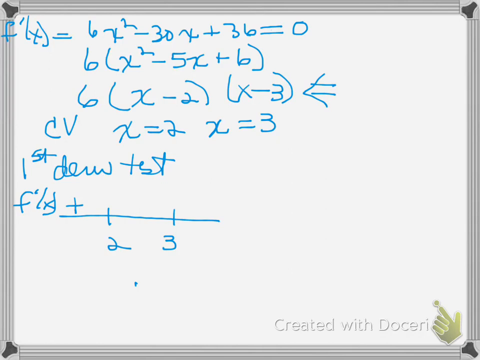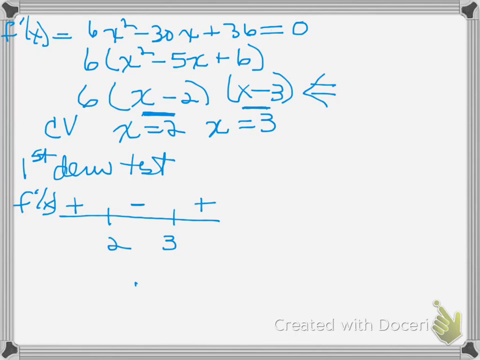Now I'm going to pick 2.5 in between 2 and 3. If I plug in 2.5 here, it's positive. Here it's going to be negative. So a positive times a negative is a negative, so that's going to be negative. Now let's check to the right of 3. If I plug 4 in here, it's positive. I put 4 in here, it's positive. Positive times a positive is indeed a positive.